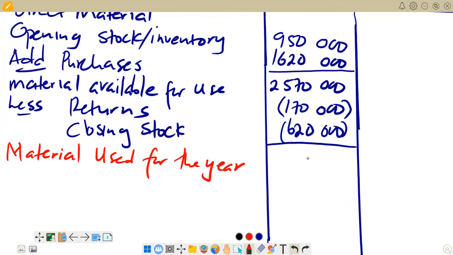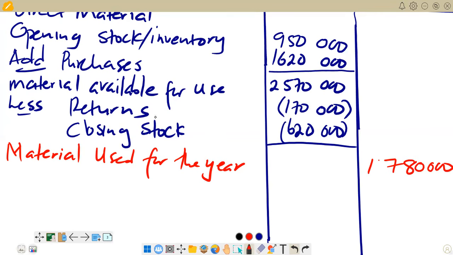So this figure, I'm not going to put it here. We are going to put it in this column. So what is going to happen there? Remember, we started on opening stock, and then we found the material available for use, and then we are going to subtract these returns and subtract closing stock. The answer that we get, we put it here, which is, if you calculate there correctly, you're going to get 1,780,000. That's the figure that we have there.